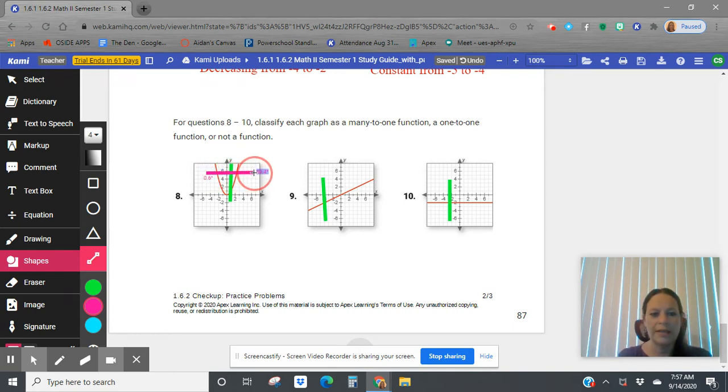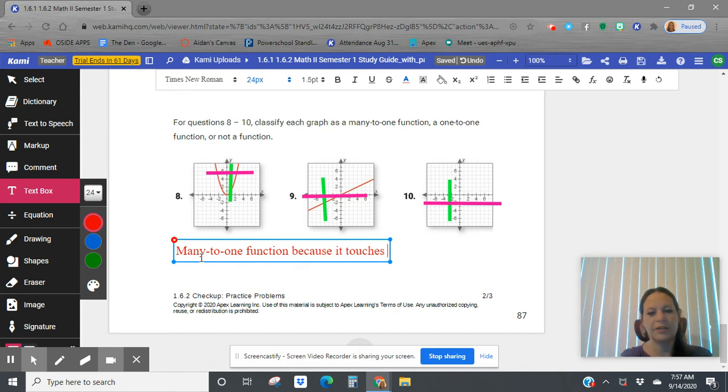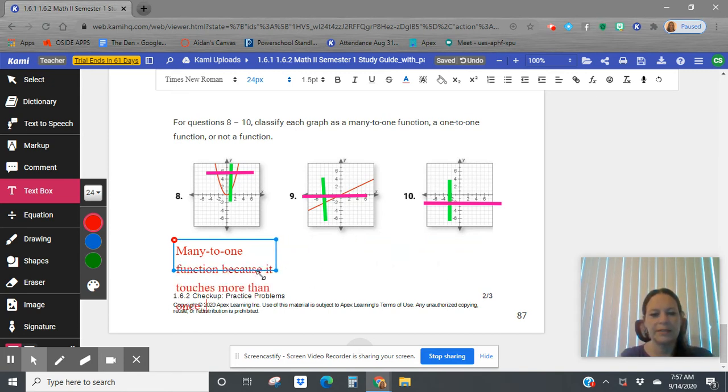So horizontal line test touches twice or many times. So this is a many-to-one. Horizontal line test touches once. Horizontal line test touches infinite many times, too many times. So let's go put in our answers. Many-to-one function because it touches more than once for the horizontal line test.